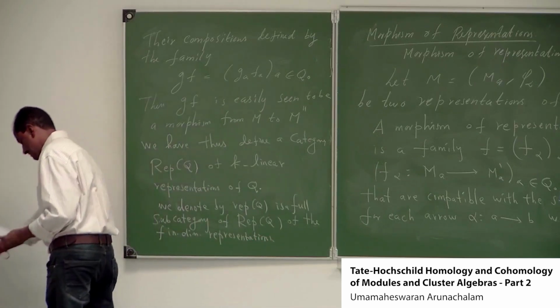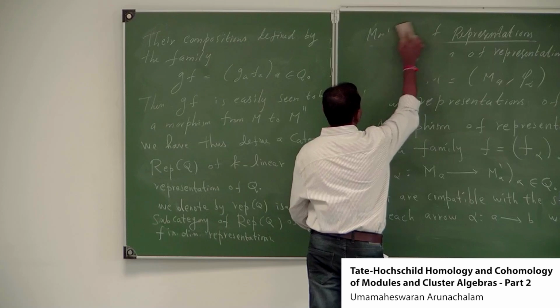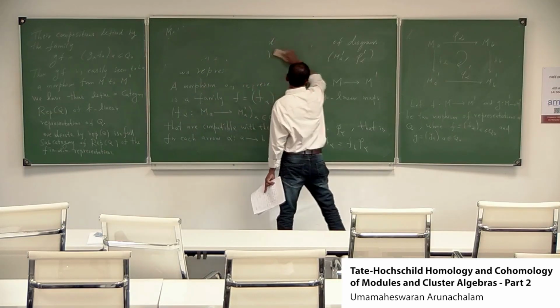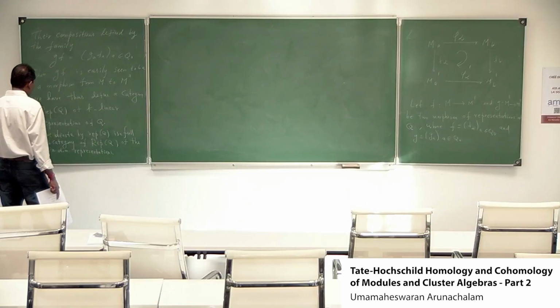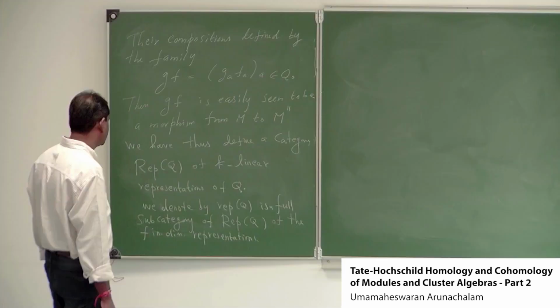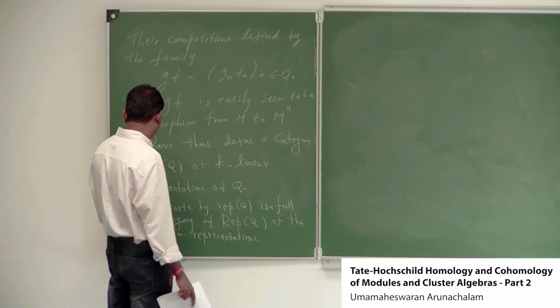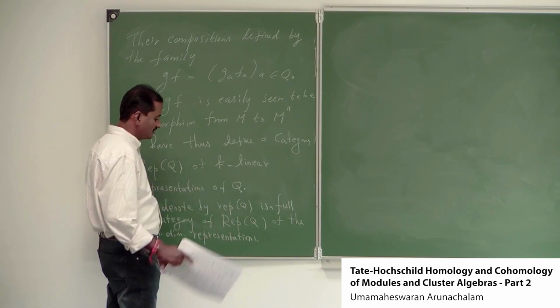Okay. Next one, example. So here we have defined a category of K linear representations of Q. Small rep of Q is a full subcategory of Rep of Q, that is, it consists of finite dimensional representations.